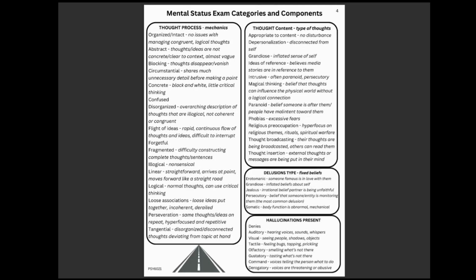Paranoia is a belief that somebody's after them, that people have some sort of malintent toward them. Phobias, these are excessive fears that we're going to talk about when we go over the anxiety and OCD section. Religious preoccupation is a hyper focus on religious themes. We very much see this within delusions, the schizophrenia spectrum. This is where there's a constant tug and pull between good and bad, or people are very hyper focused on God as their savior and protector, but to a much more extreme extent as far as the context of this.